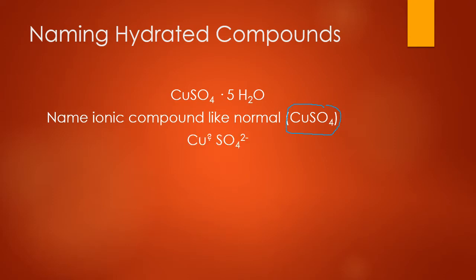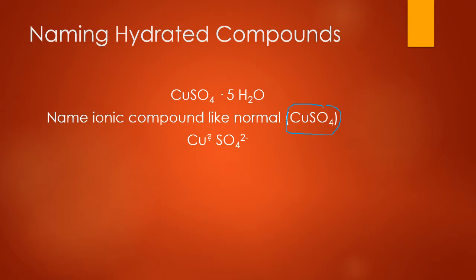So how do you name that? A little refresher: Cu is copper, and copper is a transition metal. Transition metals have variable charges. What that means is copper could be a +1 or a +2. Looking at the formula itself, I don't know which copper ion I'm looking at. So when I name it, I need to first figure out what the charge on copper is, what its oxidation state is, so that I can include that when I'm naming the compound.